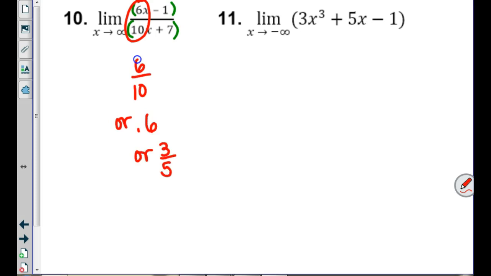Okay. So you can do it without knowing the rules. Just use your graph. This is asking about far left. Can you visualize what's this doing on the far left if it's a degree 3 with a positive coefficient? Going up or going down? Yes, it would look like this. So you would say it's going towards negative infinity.